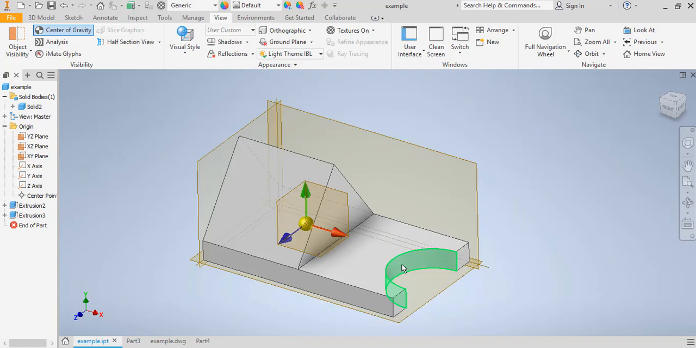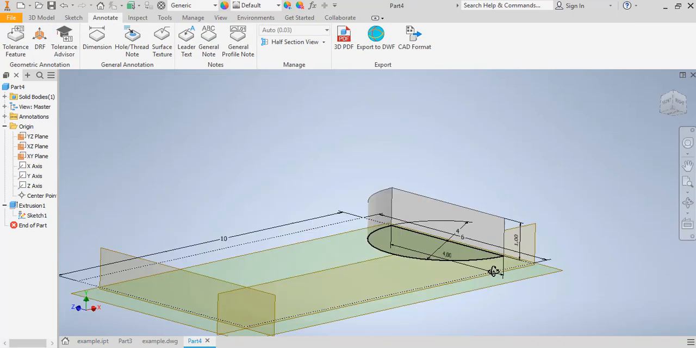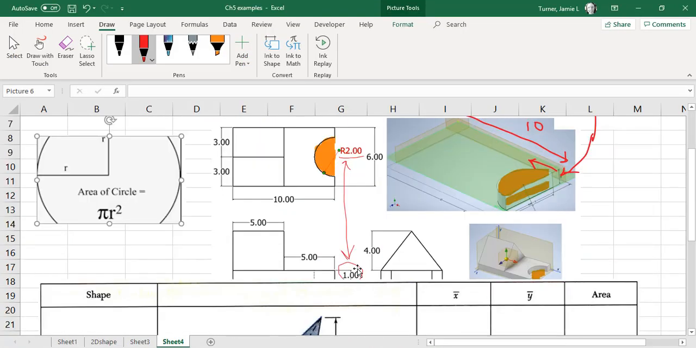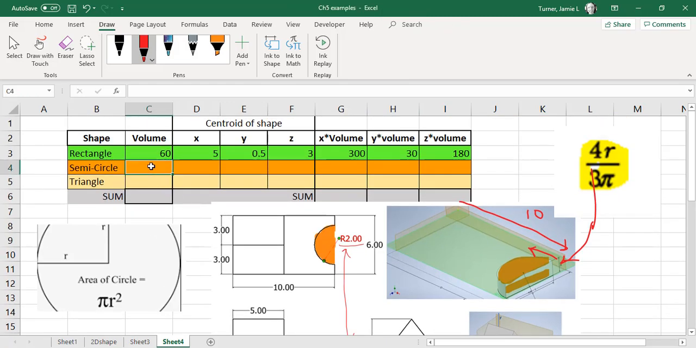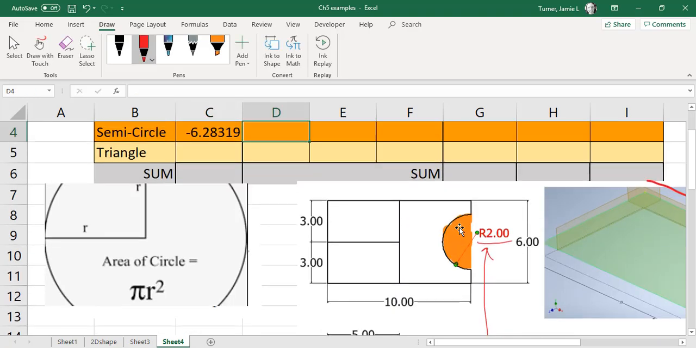For the semicircle, we're going to treat this the same as the rectangle. The only difference being we will give it a negative volume. So to get the volume of this, we'll just take half of the area of a circle, and then we have to multiply it by the height. And we're making it negative because that semicircle is actually cut out.